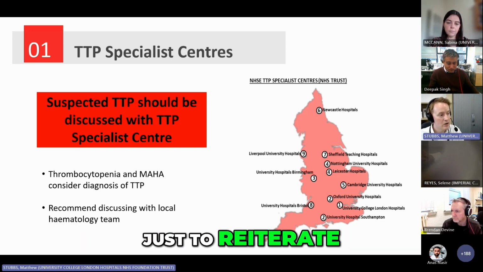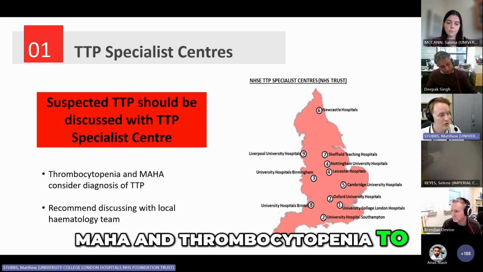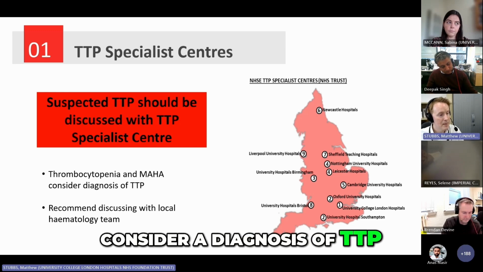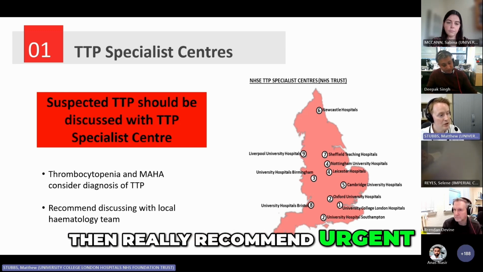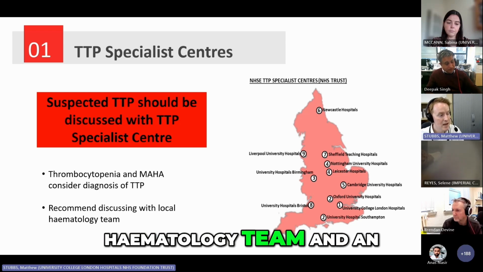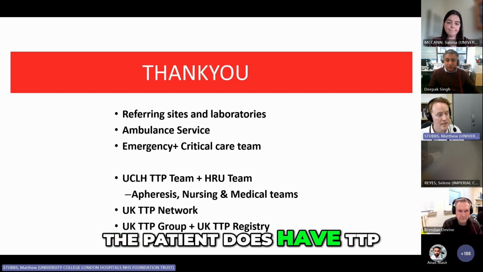So just to reiterate, TTP should be considered in patients with MAHA and thrombocytopenia. If the laboratory features are suggestive of this, then we would recommend urgent discussion with your local haematology team and an urgent blood film to try and decide whether the patient does have TTP.